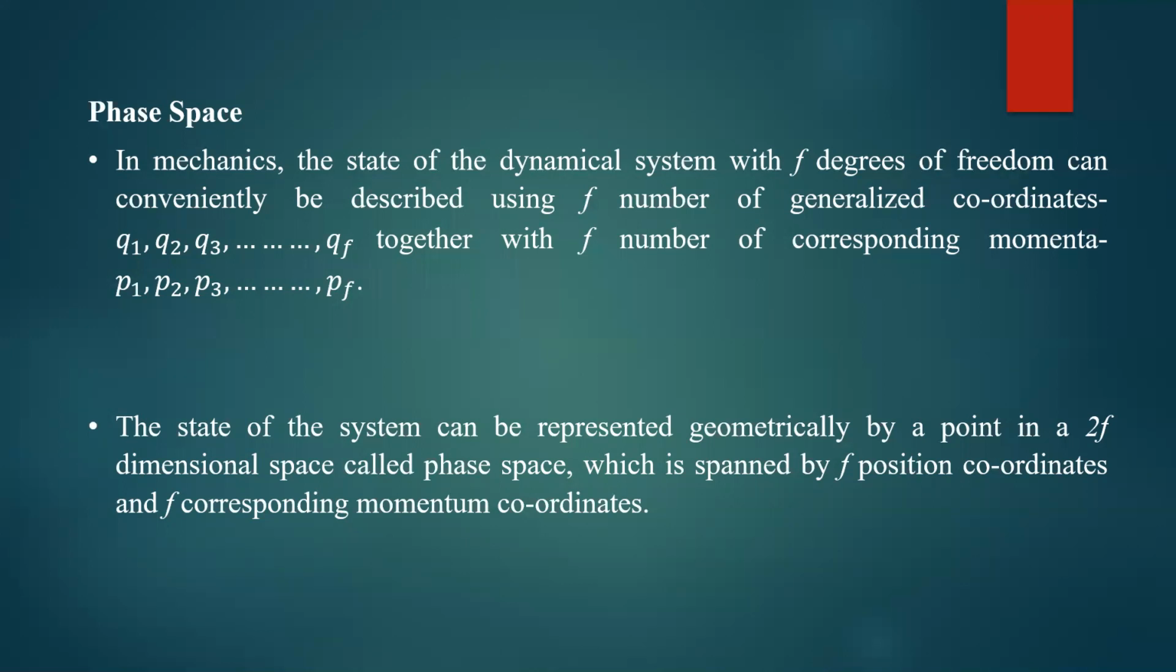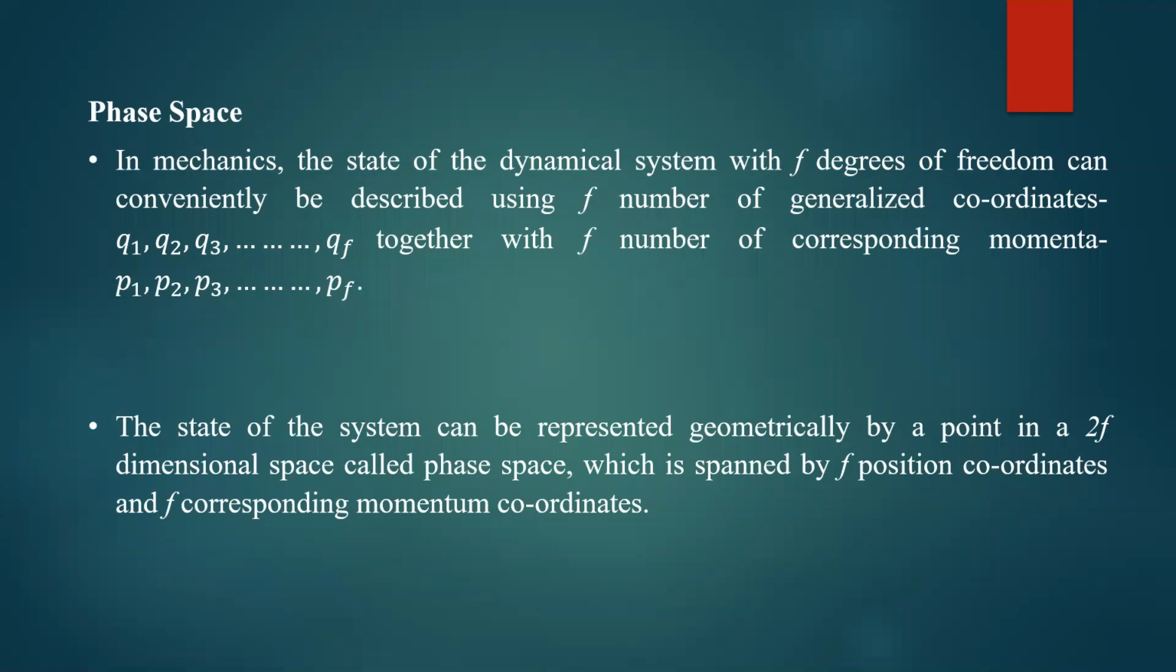Then together with F number of corresponding momentum coordinates. Momentum coordinates are represented as p1, p2, p3, and so on up to pF. So there will be F number of position coordinates and F number of momentum coordinates. Totally there will be 2F number of coordinates needed to describe the state of the dynamical system. Remember, we have to consider the dynamical system. Dynamical system means the system under motion.